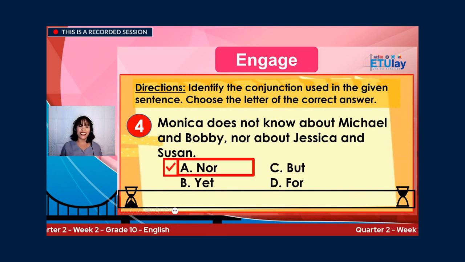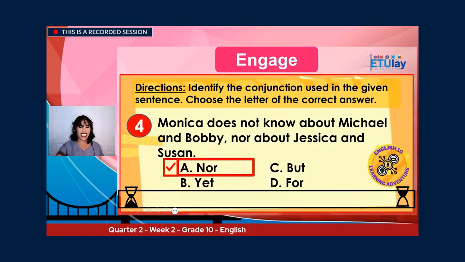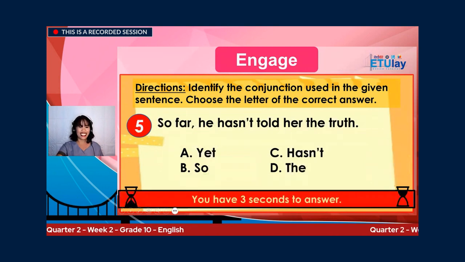And the correct answer is letter A, nor. Wow. Good job, dear wanderers. You nailed it. And for that, you have your token.